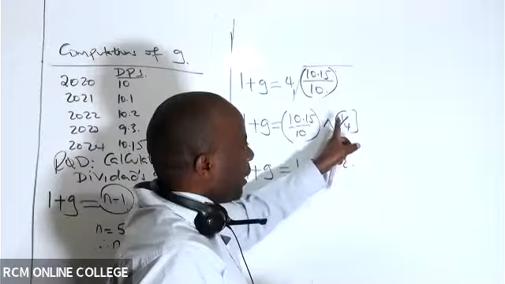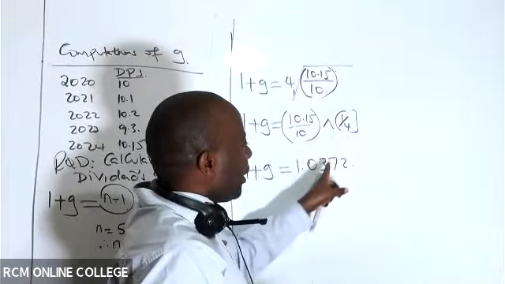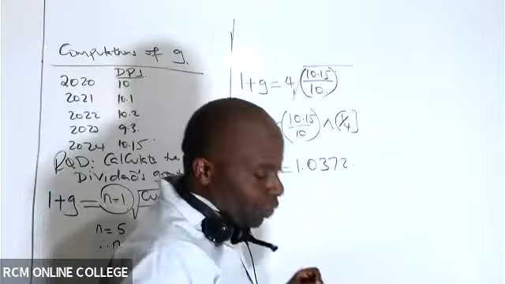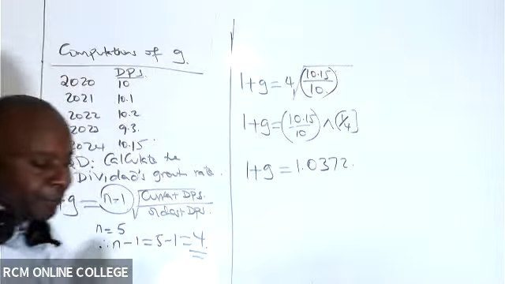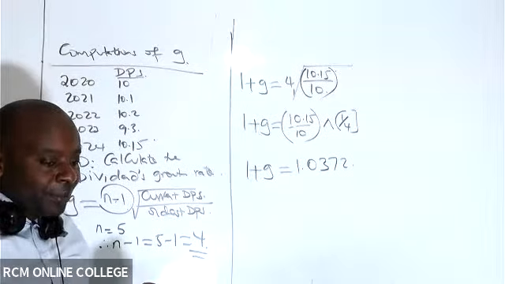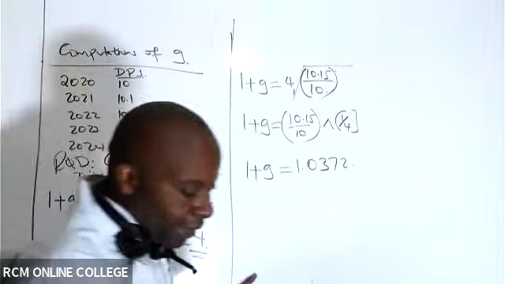And can somebody in this case confirm that if you do it this way, it will end up giving you 1.0372? Can somebody confirm that? Will it end up giving us 1.0372? Correct. Thank you so much.